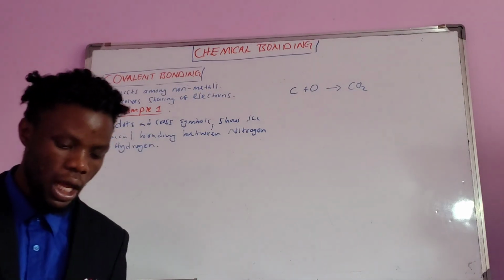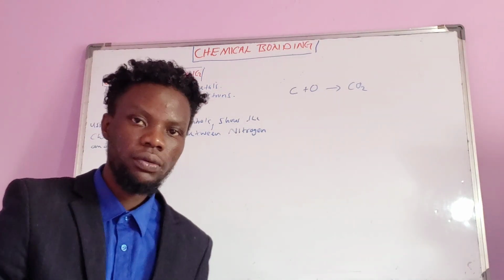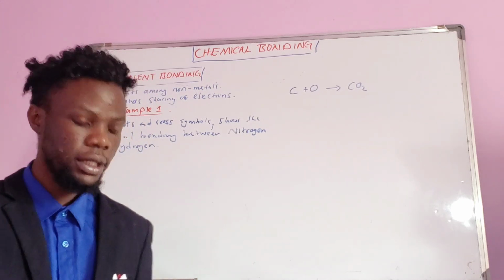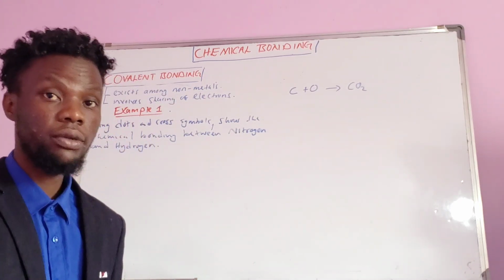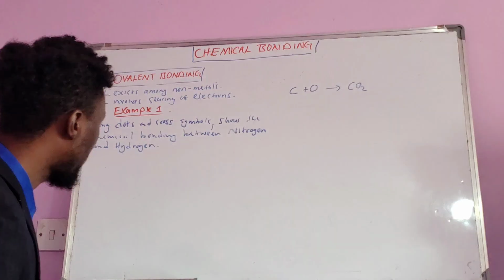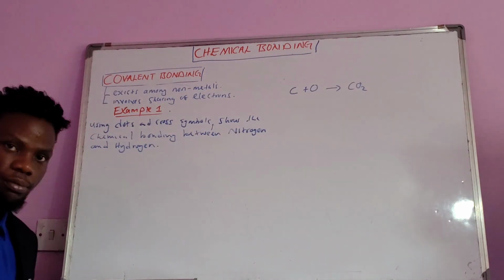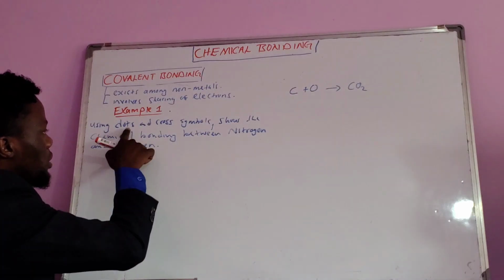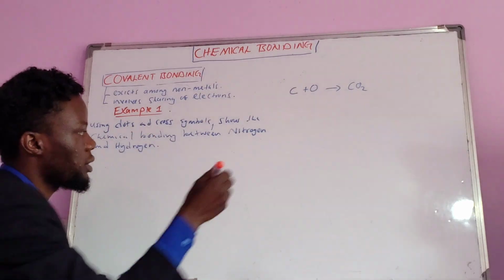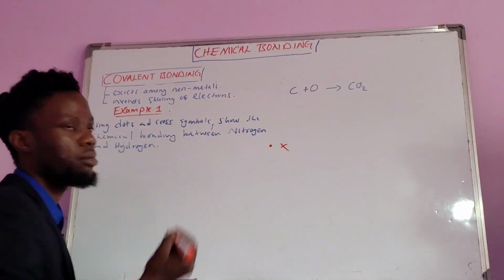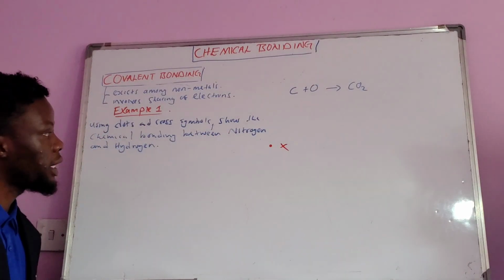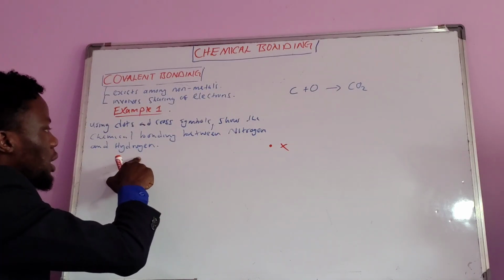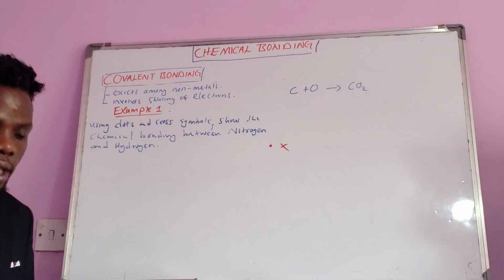Now you need to follow the steps involved in molecular bonding for you to fully understand the whole concept about molecular bonding or covalent bonding. So let us look at the things that we've been given. They are telling us to use the dots and cross symbols to show the bonding. And this bonding has to exist between nitrogen and hydrogen.